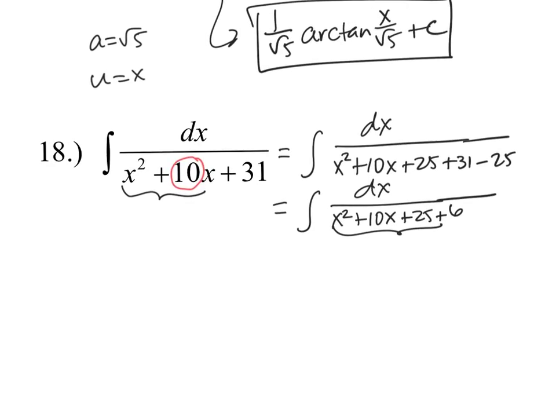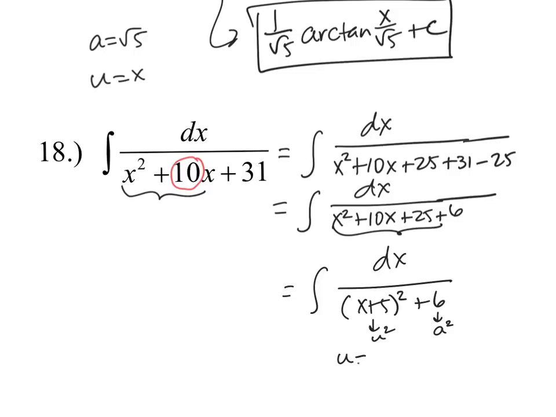So we would have the integral of dx over that x squared plus 10x plus 25 factors into (x plus 5) squared plus 6. So now we've got this in the right form where we can use the integral involving arctangent, where x plus 5 is going to be our u, and then this is u squared, and 6 is a squared. So in other words, u is x plus 5, and since a squared is 6, a is the square root of 6.